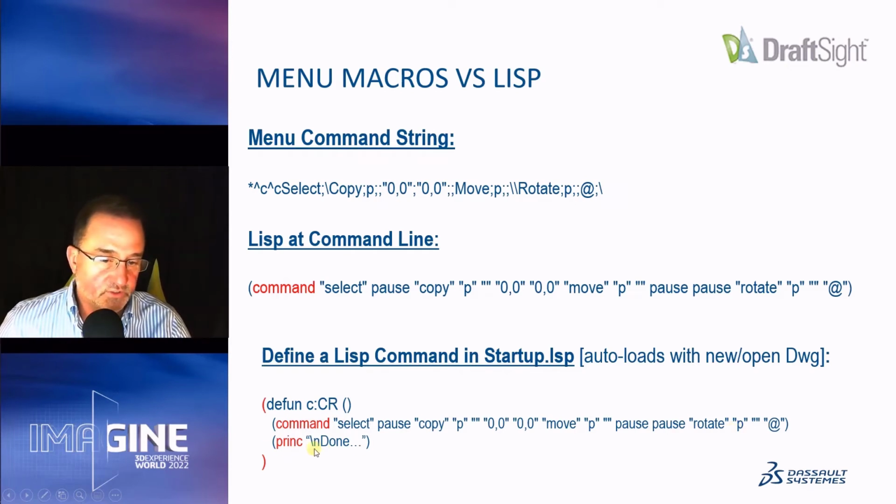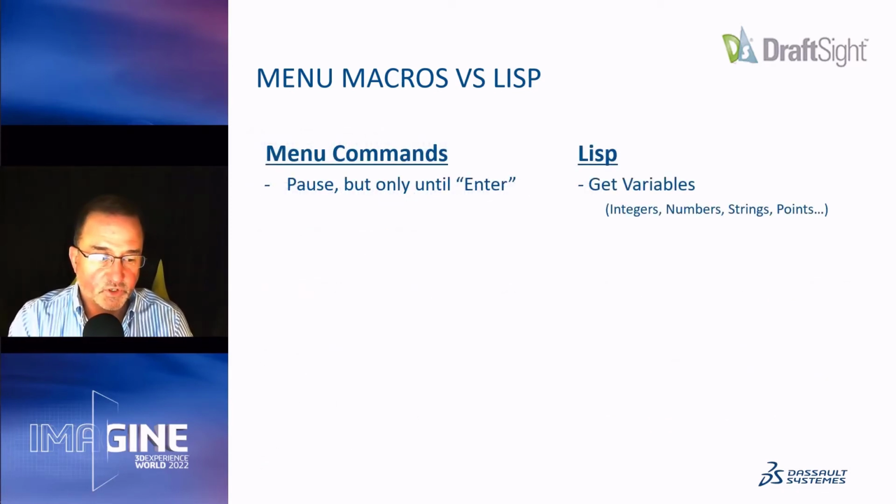And then I do this little cleanup at the end, print C, I do a new line, \n for new line, and say done, so it looks nice and clean when you're done with the command. So what are the differences between doing a menu command or a Lisp routine? Well, they're very similar in terms of the way the ones that I created behave. But when you get into menu commands, you have a lot of limitations.